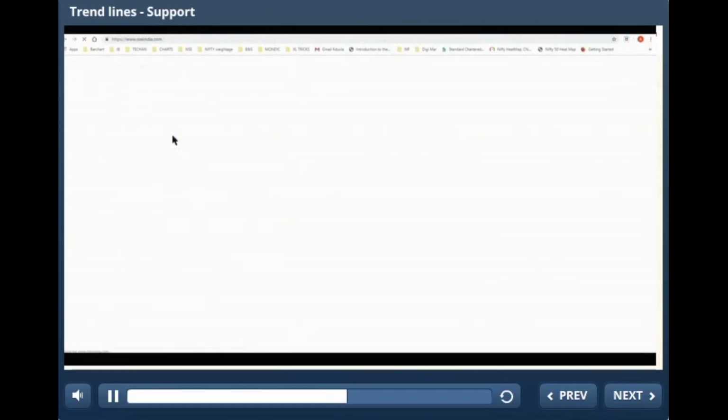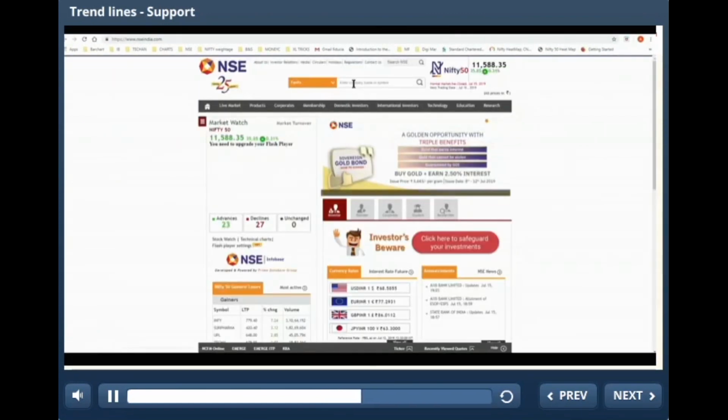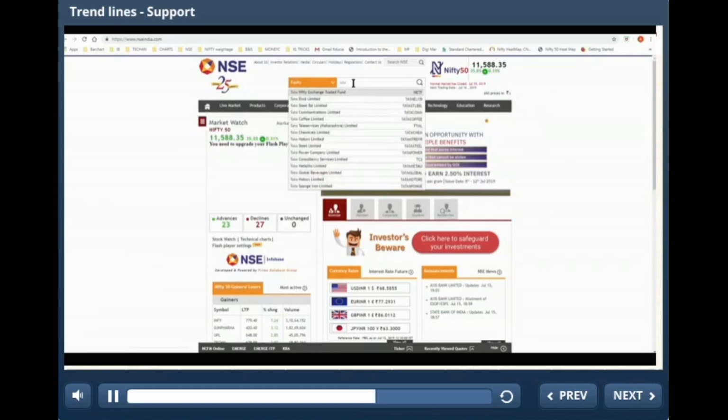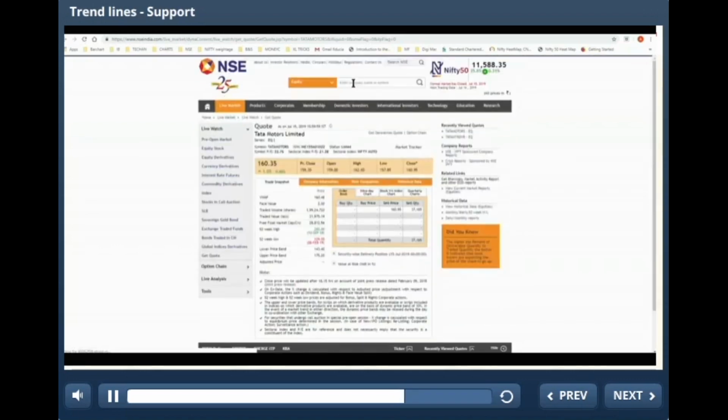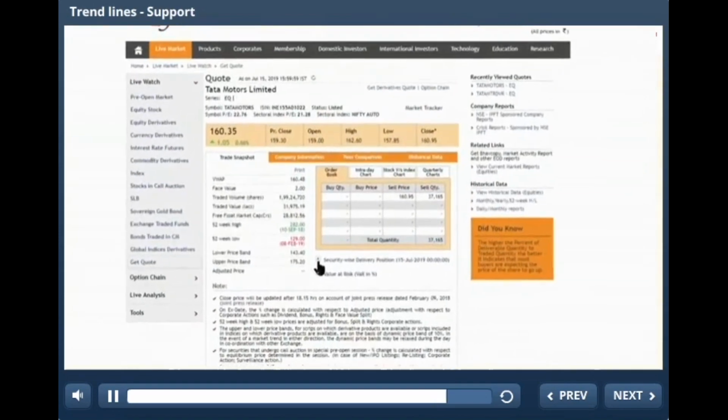Also go to www.nseindia.com. Here too, we can view latest publicly available information regarding the listed stock. I'm looking at the percentage of delivered quantity of shares of stock for the day.